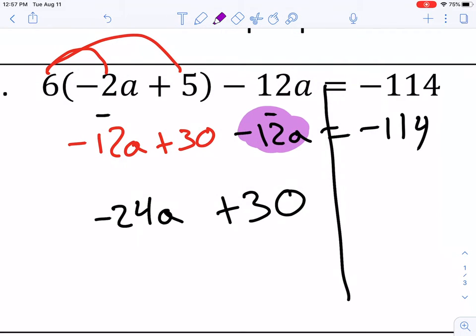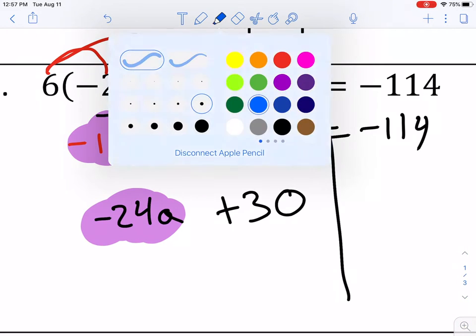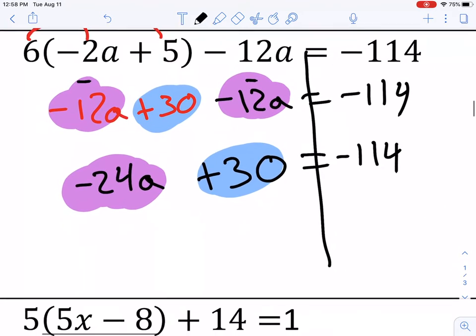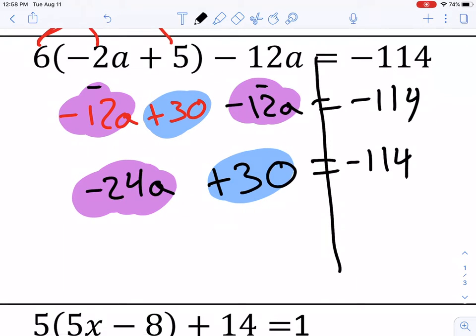Let me do some highlighting here so you see where numbers came from. I took this purple and this purple. When I combined them, it made this one. And then 30, I'll highlight in blue, didn't have anything to combine with, so I just rewrote it down here. And then that equals negative 114. I've now created a two-step equation.